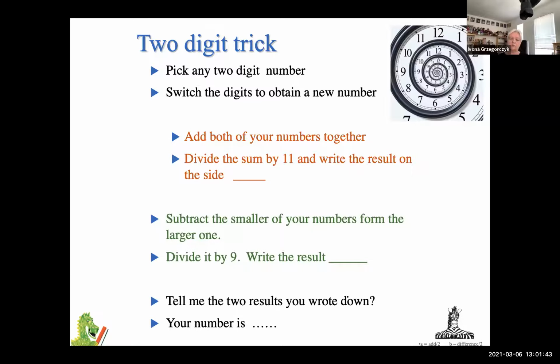So now I will ask you for two numbers. I will ask you for what did you get here and what did you get here? I want people to give me two numbers. 9 and 1. So you have 54 and 45. Yes, correct. Anybody else? 7 and 3. So you have 5 and 2. 52 and 25. Yes, correct.